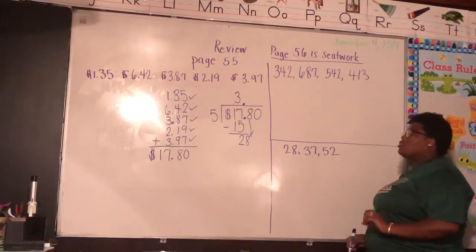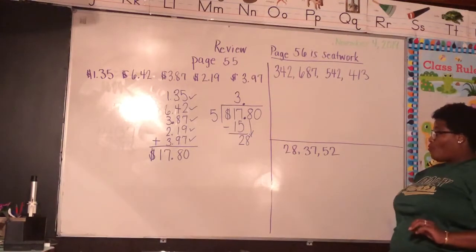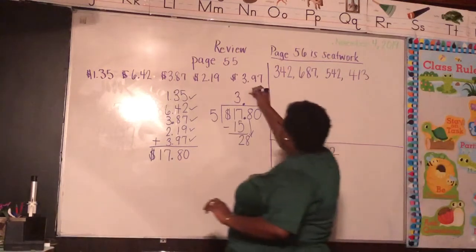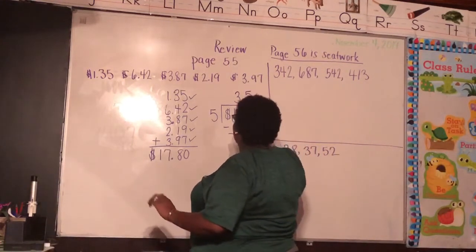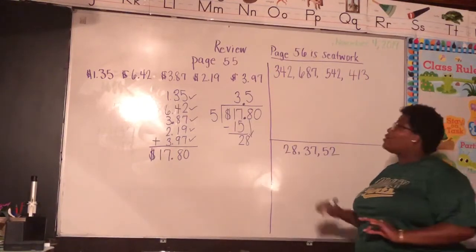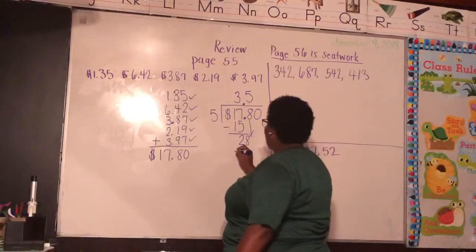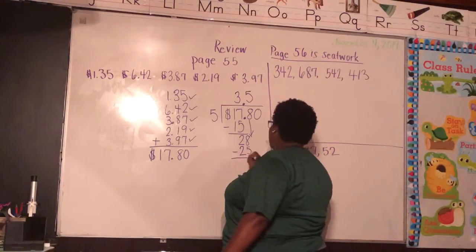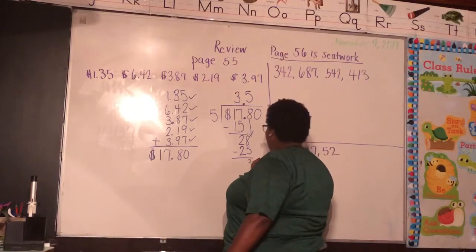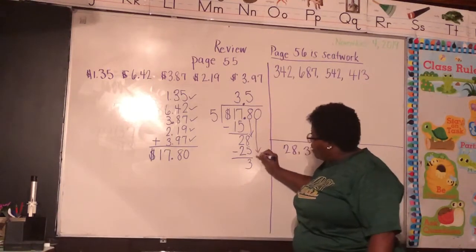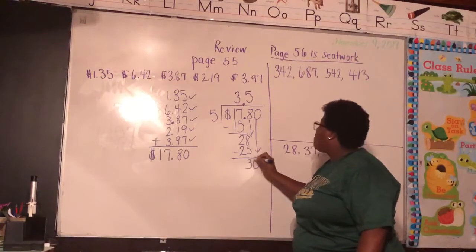So 5 goes into 28 5 times, because 5 times 5 is 25. I can't say 5 times 6, because 5 times 6 is 30, but 5 times 5 is 25. We put our 25 down to the bottom, and we subtract. Okay, and we have 3. I do have another number to bring down, so I'm going to do that, and it's going to make me have a 30.